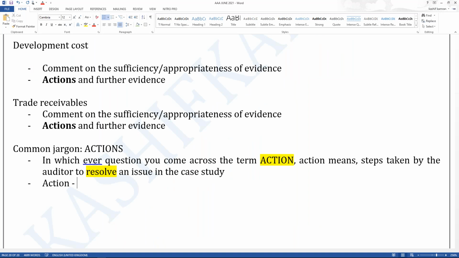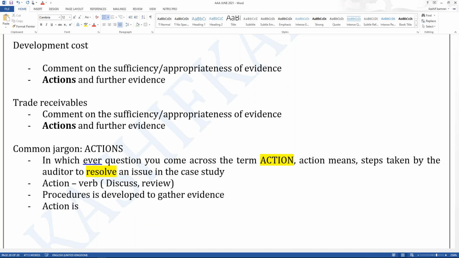Do you believe action is a verb? Just like a procedure, because it is an action, it should start with something like discuss. Because it's an action, you might need to start it with review, right? There is a lot of similarity between a procedure and an action, but you need to understand that a procedure is developed to gather evidence, but an action is developed to resolve an issue.